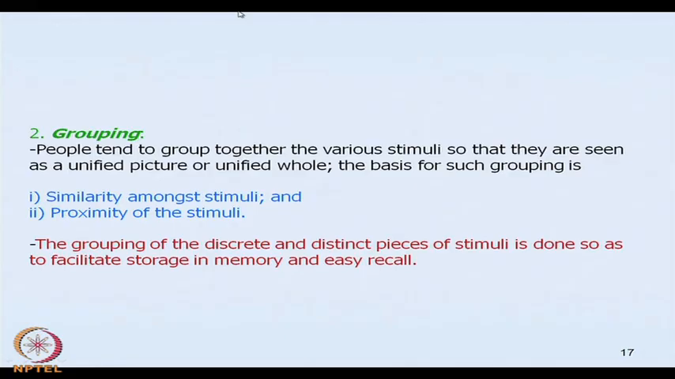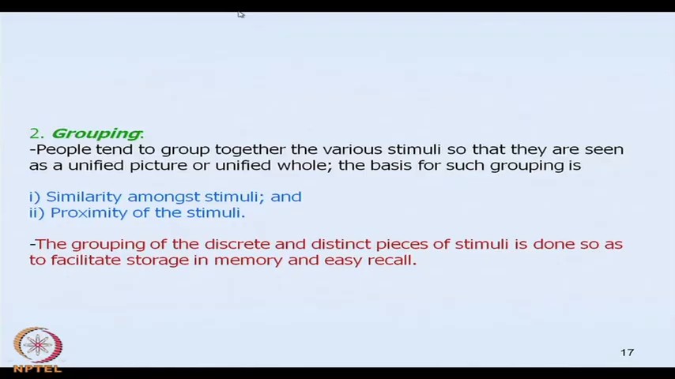Another principle which we talk of is the proximity of the stimuli. The stimuli or elements that stand close together in some way are grouped together. So because they stand close to each other, people perceive them as a group or a pattern. For example, people walking together or sitting together are generally perceived to be forming a friend circle or a friendship group. So just because these stimuli are placed together or close to each other, they are perceived as a single whole.